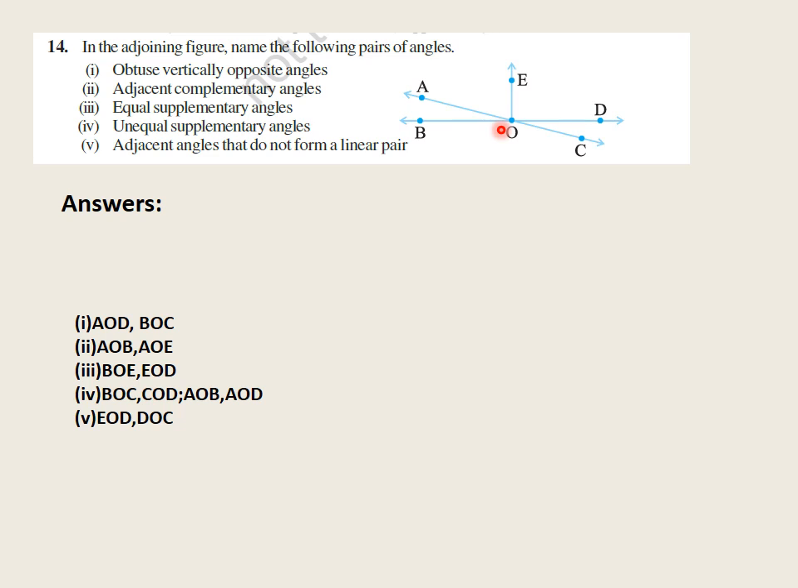Okay. So that's all about the exercise 5.1. Please go through it and remember all definitions. What is a complementary angle? What is a supplementary angle? What are adjacent angles? What are vertically opposite angles? What is a linear pair? So up to here we have exercise 5.1. Okay. So next class we'll go to 5.2.